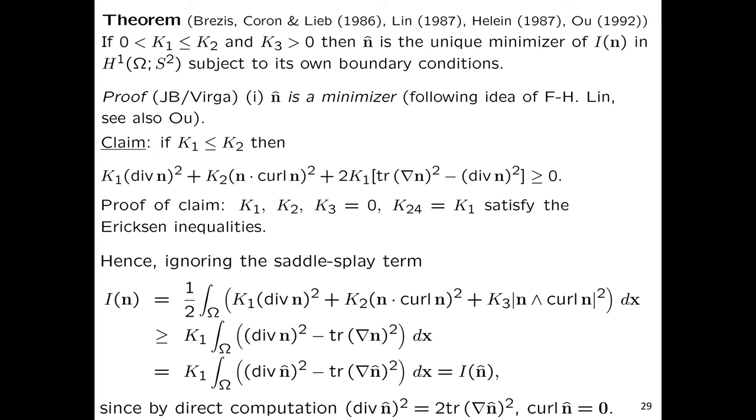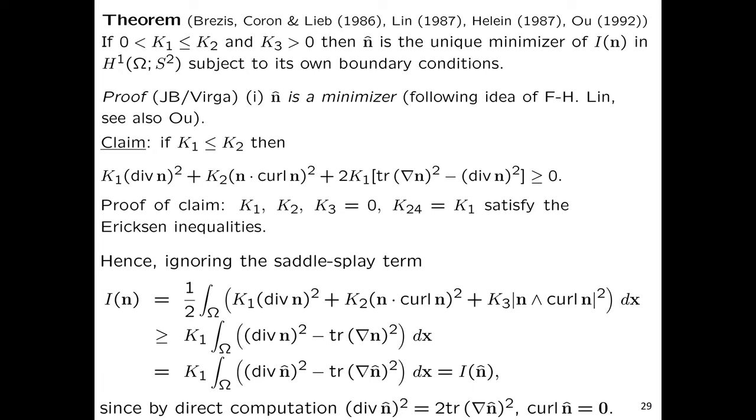We can ignore the saddle splay term because it's a null Lagrangian, and we've got fixed boundary conditions, right? So I've thrown away the saddle splay term. Now I can use this inequality up here to show that this plus this is bigger or equal to 2K1 times, we've got a half, of course, so the two is tensor times div n squared minus trace of grad n squared. And K24 is K1, since this is a null Lagrangian, and n is equal to n hat on the boundary, because that's what we're assuming.